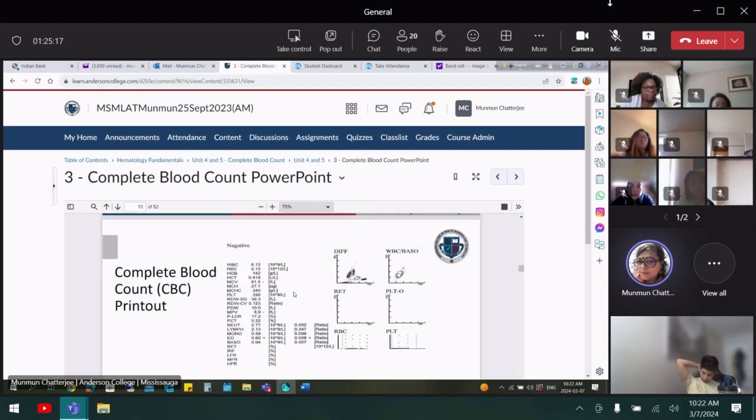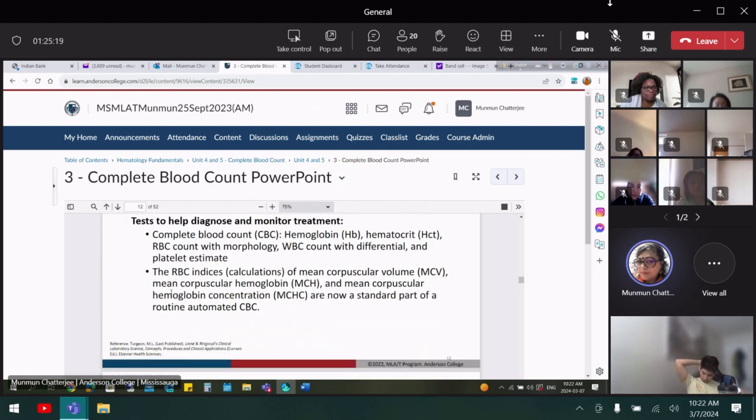You don't have to remember all of the things, but just remember CBC includes hemoglobin, hematocrit, RBC with the morphology, and WBC with the differential and platelet. How much platelet is there? Then you have to remember what RBC indices you can measure. So you can measure MCV, MCH, MCHC. That's three. Okay.